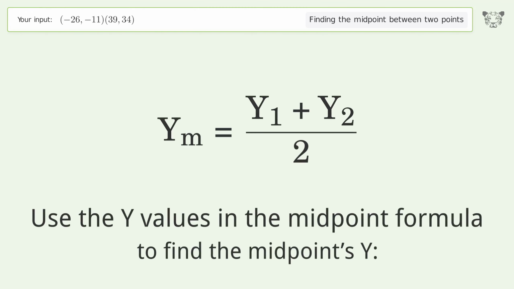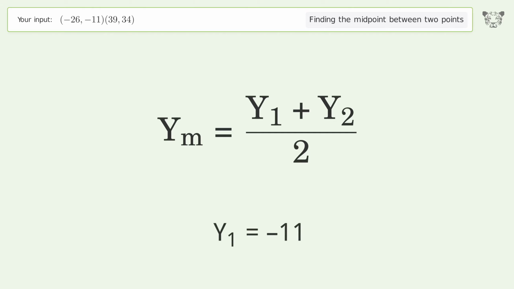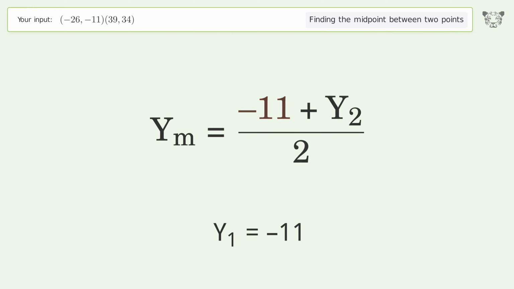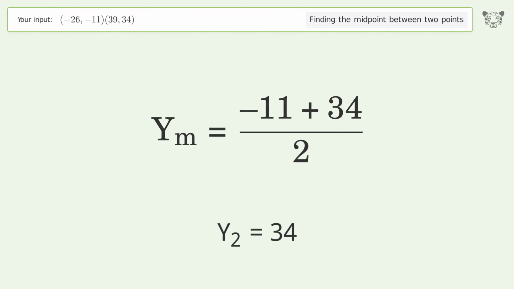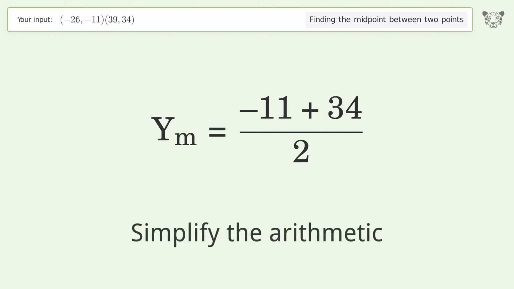Use the y values in the midpoint formula to find the midpoint's y. y1 equals -11. y2 equals 34. Simplify the arithmetic.